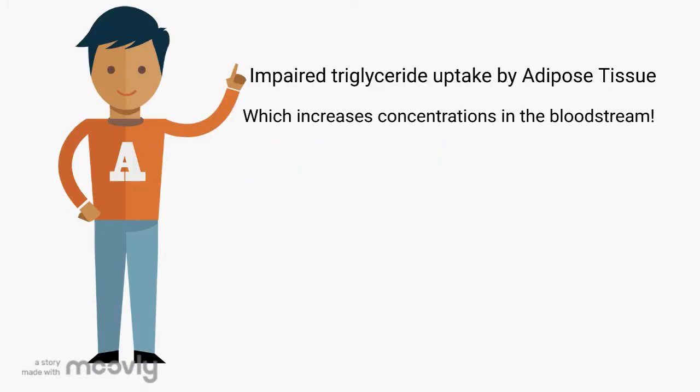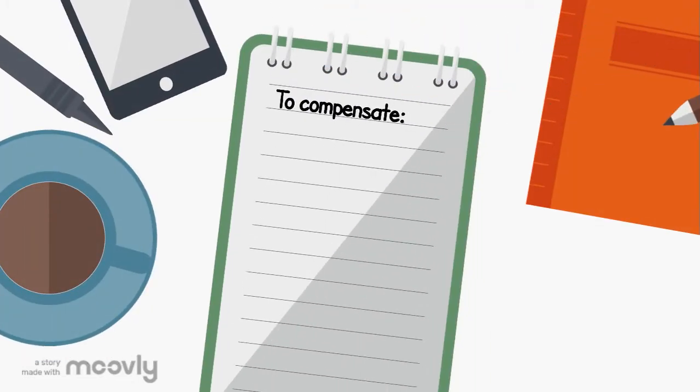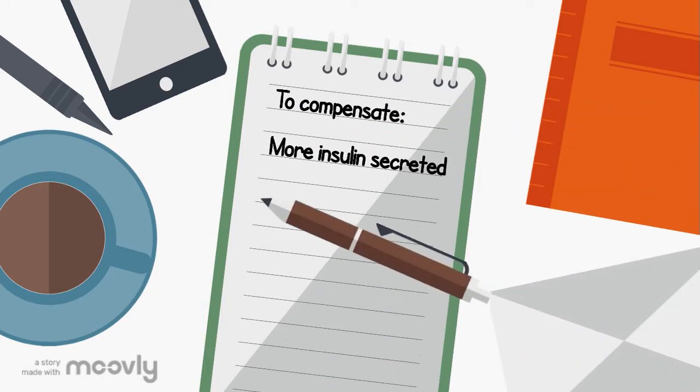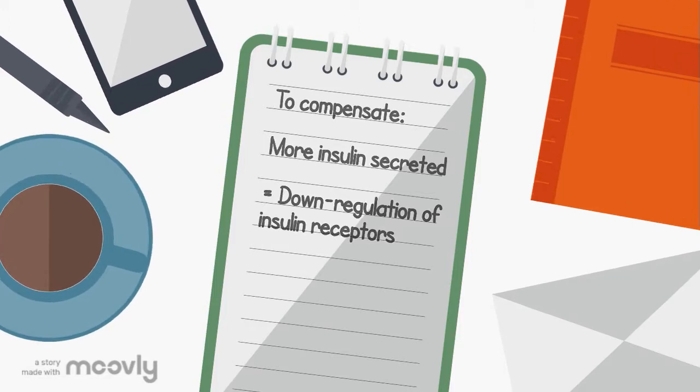The final result of insulin resistance causes impaired triglyceride uptake by fat. This insulin resistance causes increased fatty acids in the bloodstream as a result of an inability to store them. To compensate for these imbalances in glucose and fatty acid, the body tries to overcome this by increasing insulin secretion. However, in response to this, insulin receptors undergo downregulation, triggering an even greater secretion of insulin for the same response.